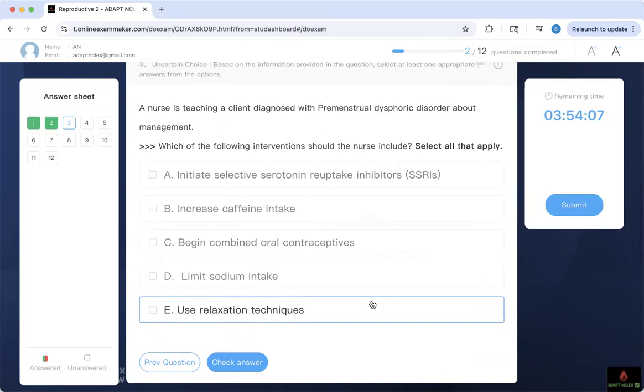Which of the following interventions should the nurse include? Remember, premenstrual dysphoric disorder is different from premenstrual syndrome. Select, apply. Initiate selective serotonin reuptake inhibitor, SSRI. Increase caffeine intake. Begin combined oral contraceptives. Limit your sodium intake. Use relaxation technique. It's a select and apply.